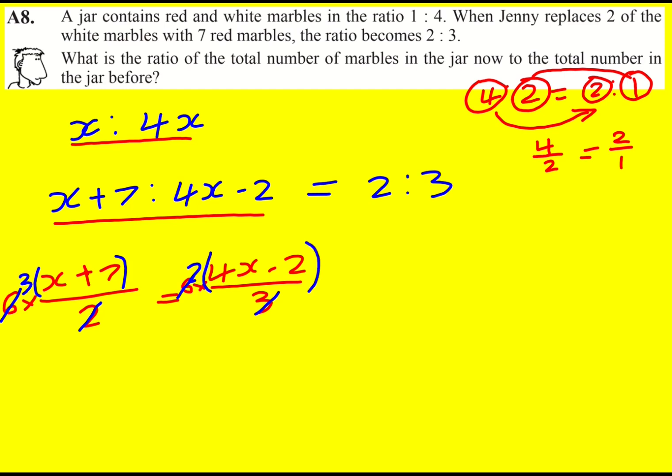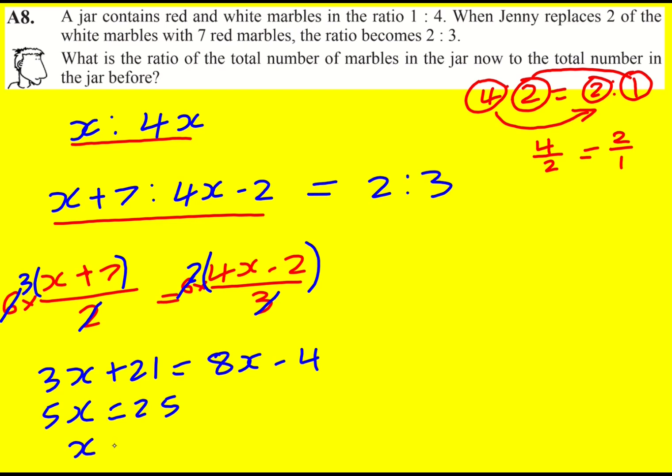Another way to think about this is called cross multiplying. I basically times the right-hand side by 2, get rid of that 3, and times the left-hand side by 3 and get rid of the 2. But this is why it works. Now I'm going to expand the bracket. 3x plus 21 equals 8x minus 4. That means 5x equals 25. So x equals 5. Now we're not quite done.